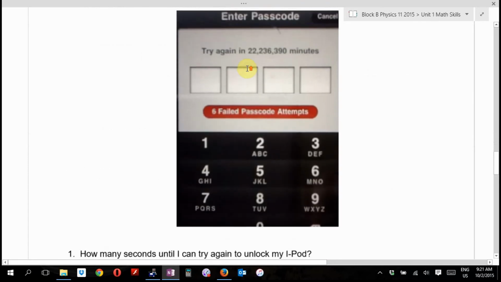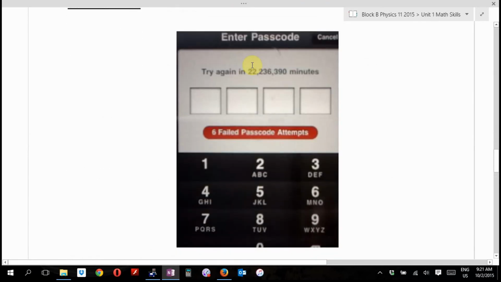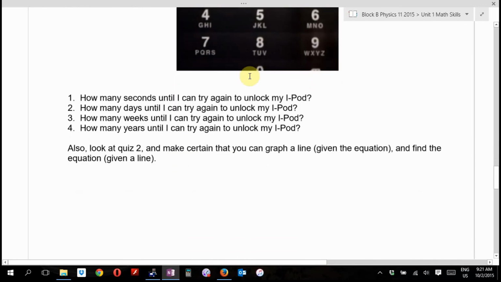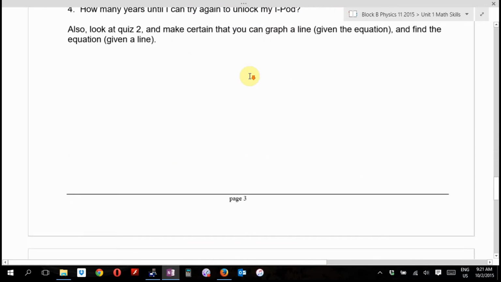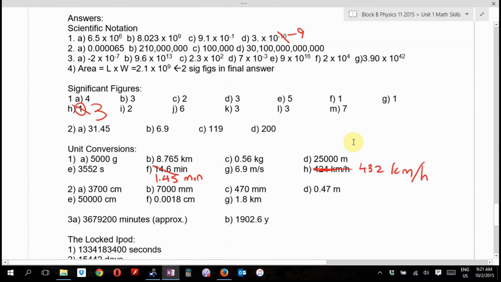My iPod question's kind of cool. So I stole this from the internet. Here's a locked iPod. Try again in 22,236,390 minutes. You can figure out how long it's going to take to unlock your iPod. But Dueck made a bunch of mistakes on the answer key. So I'm just going to freeze the screen here.